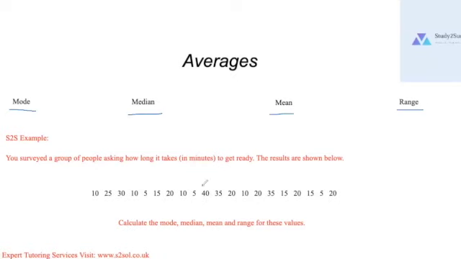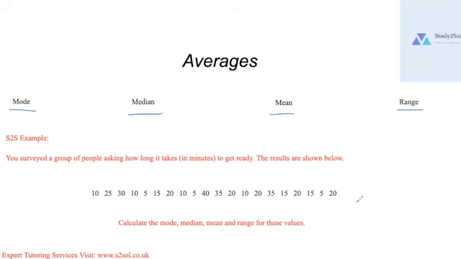So below here, as we can see, we have a long list of numbers that tell us how long it took that particular person to get ready in minutes. As we can see, this data set is not ordered, as we don't start with the lowest and end with the highest. It is purely just a raw data set and has been noted down as we have been told.